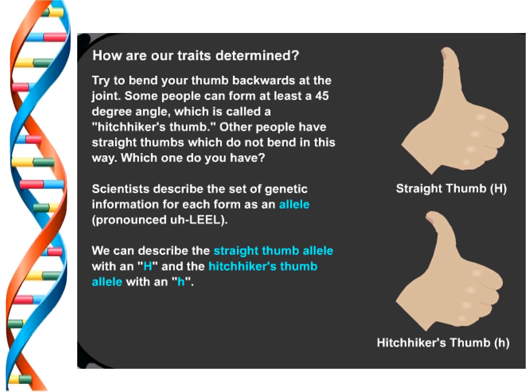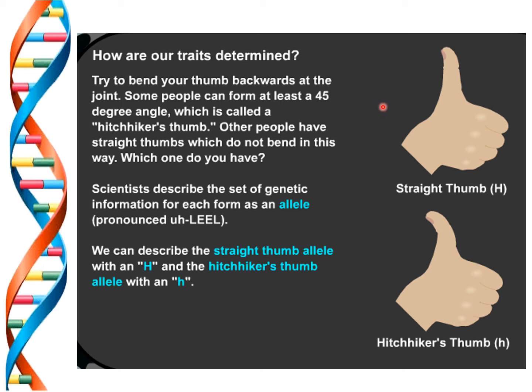To finish our lesson, we're going to look at a few different traits that you can check to see whether or not you possess yourself. So how are traits determined? Here we look at an example of the trait of one's thumb and what it looks like. So try to bend your thumb backwards at a joint.